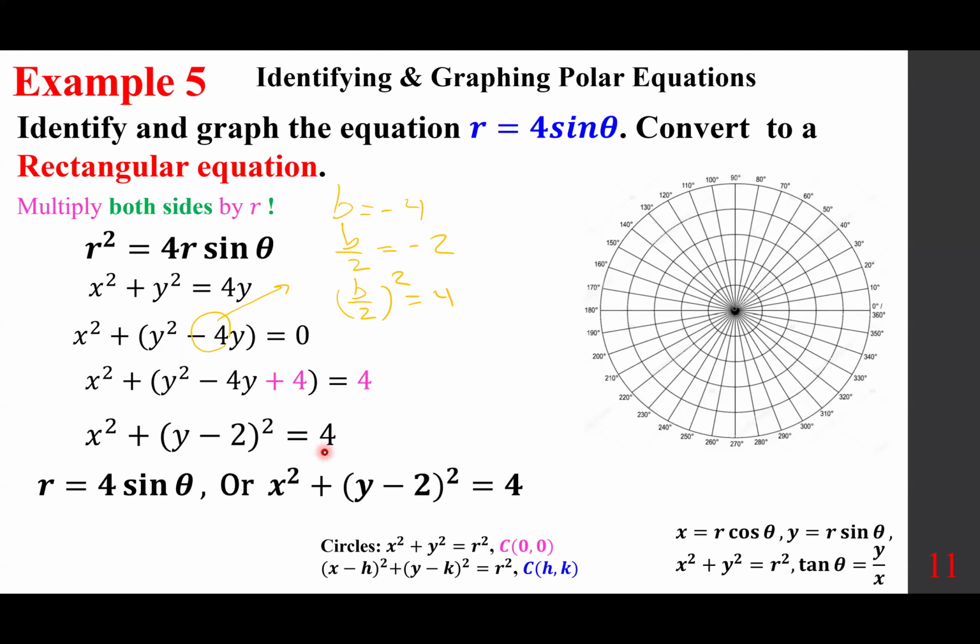So r equals 4 sine theta, and x squared plus y minus 2 quantity squared equals 4 are the same. This one, we recognize it as a circle centered at 0, 2, with the radius being 2. Zero, 2. The circle, it may not be to scale, but it's close enough. And that's your answer, and you're done.